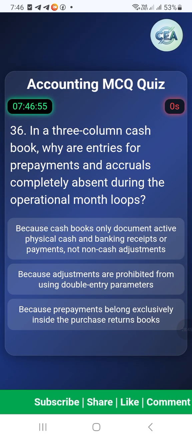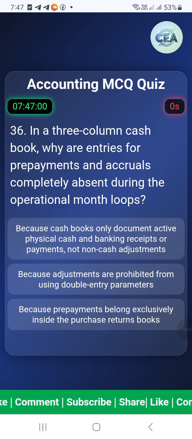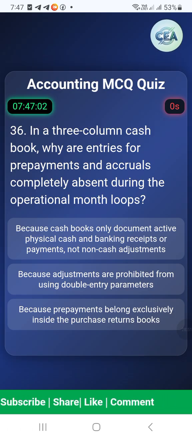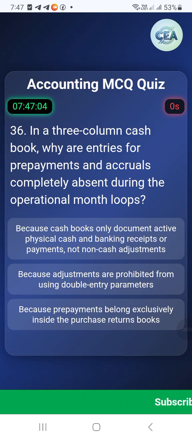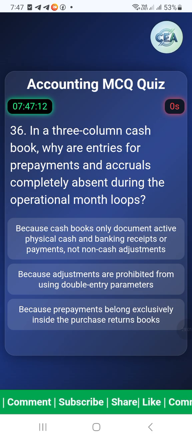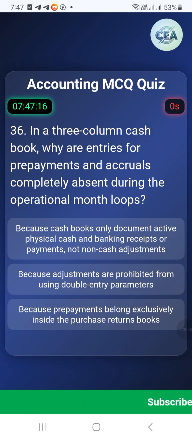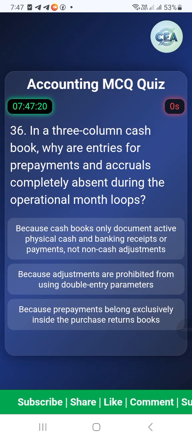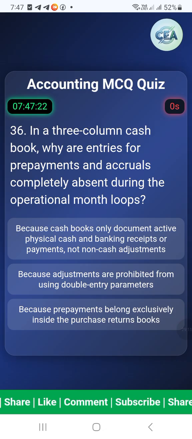36. In a 3-column cash book, why are entries for prepayments and accruals completely absent during the operational month loops? Option 1. Because cash books only document active physical cash and banking receipts or payments, not non-cash adjustments. Option 2. Because adjustments are prohibited from using double entry parameters. Option 3. Because prepayments belong exclusively inside the purchase returns books.